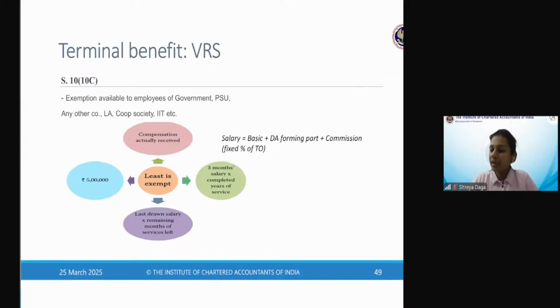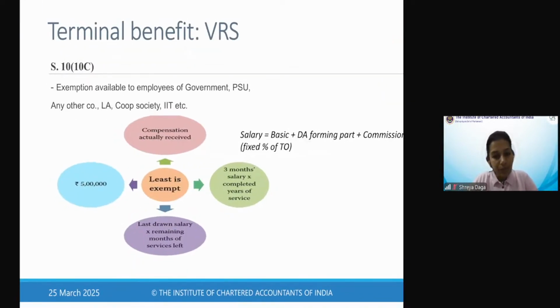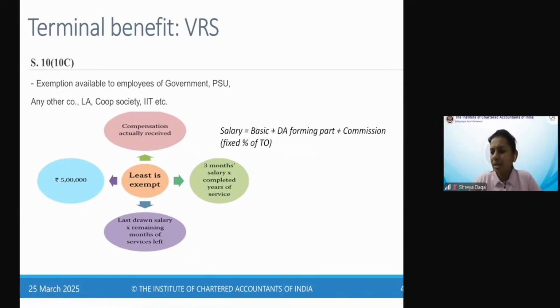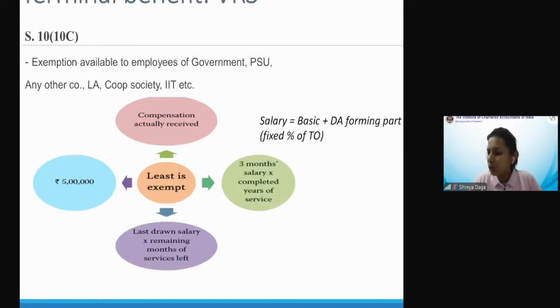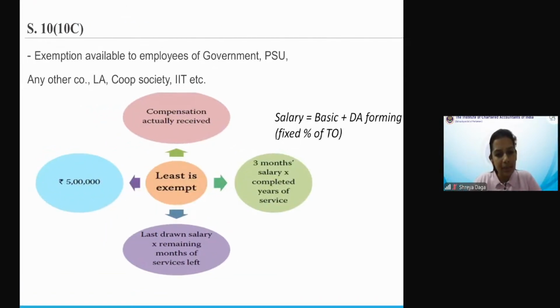Then we found that the exemption is available to almost all kinds of employees. It can be government, non-government, PSU, any other company, cooperative society, IITs, IIMs, etc. So more or less, a lot of undertakings are eligible. And the salary definition is again basic plus DA forming part plus commission based on fixed percentage of turnover. And there were a few limits given, like 5 lakhs was the upper cap.